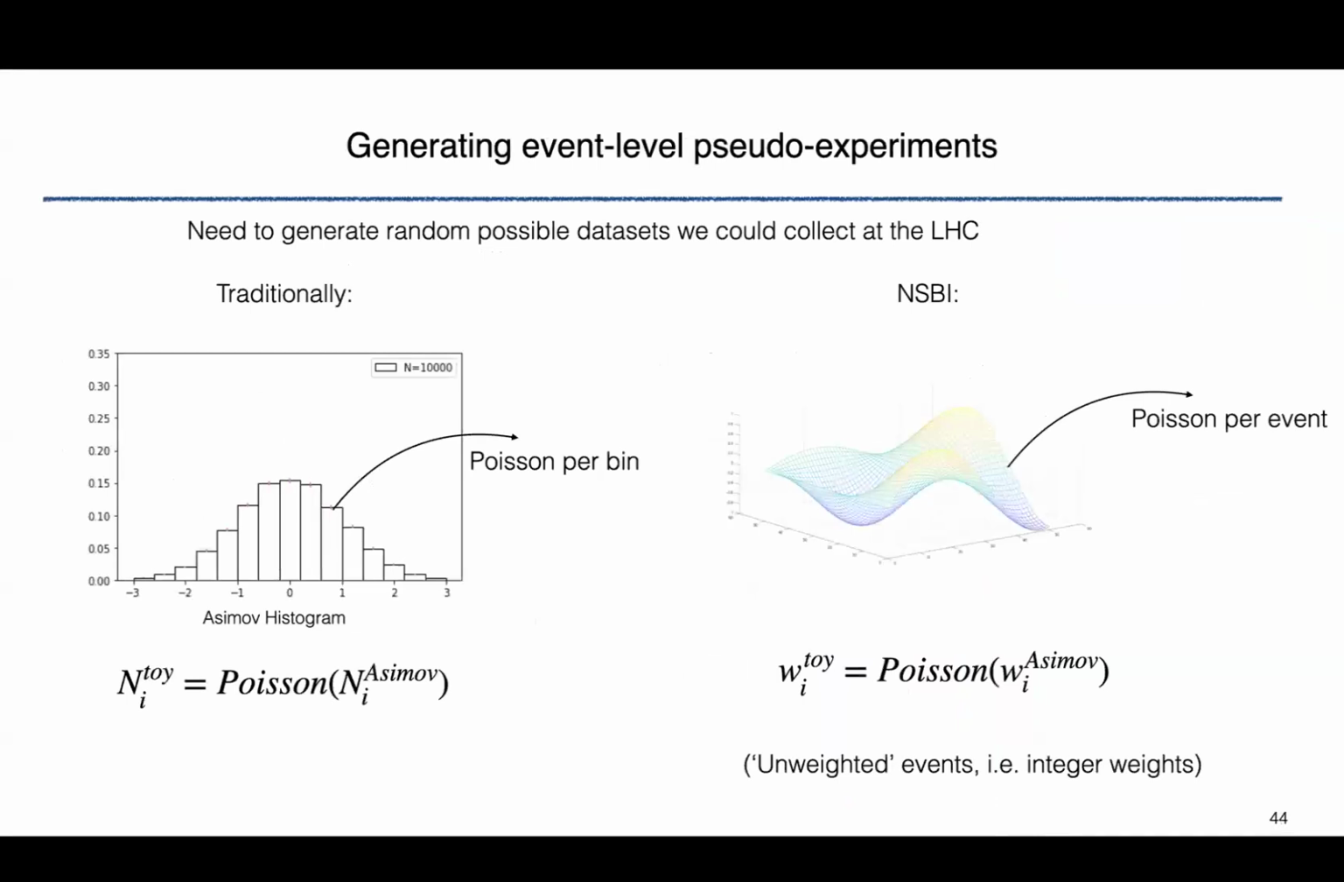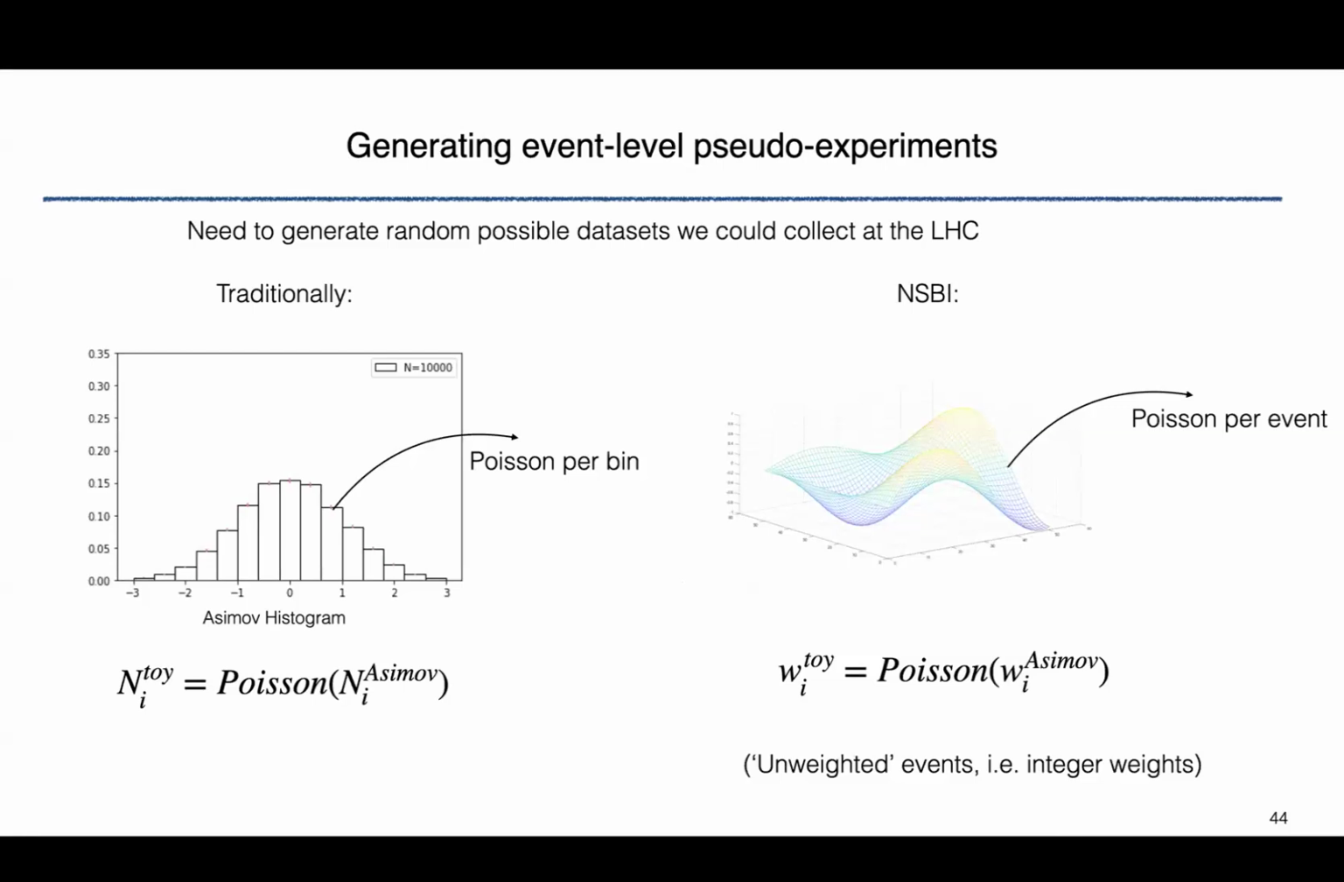To do this, you need to generate pseudo experiments. So you need to pretend that you've done the experiment thousands of times and see on average how the performance of your analysis is. How do you do that? Well, you could use simulations, but all the simulation we have, we've already used to do these studies. So usually we do random fluctuations on our simulated samples.